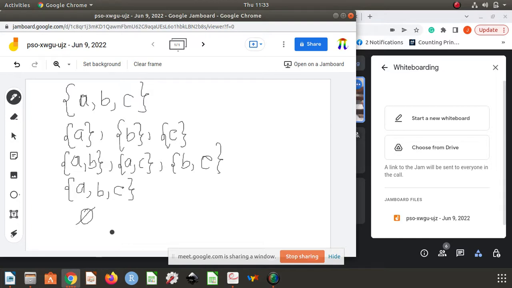If you count all these, you'll see we have 1, 2, 3, 4, 5, 6, 7, 8. But what is that? That is exactly 2 raised to 3, where 3 is the number of elements in the set. So if this is a set A, usually we denote the number of elements in the set by putting 2 straight lines around A. This denotes the number of elements in the set A, which is 3.